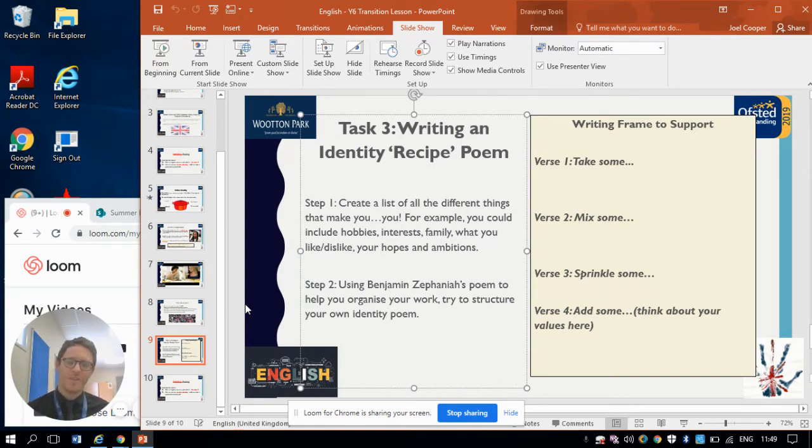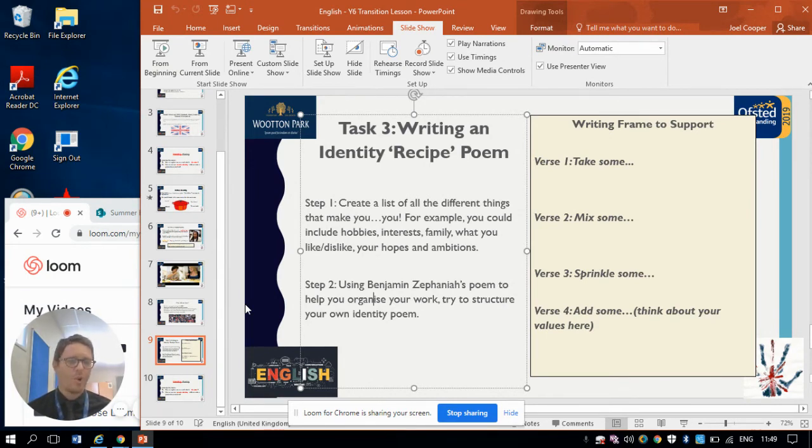So, for example, it might be that you've got particular hobbies, particular interests. It might be parts of your family that are particularly interesting. It might be things that you really like, things that you really dislike. It might be that you want to talk about your hopes, your ambitions, maybe a career path that you might have in mind for the future. Now, once you've created that big list of ingredients in terms of what makes you, you, you're going to use Zephaniah's poem to help you to structure your identity poem.